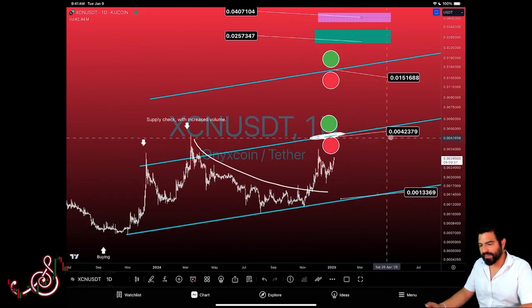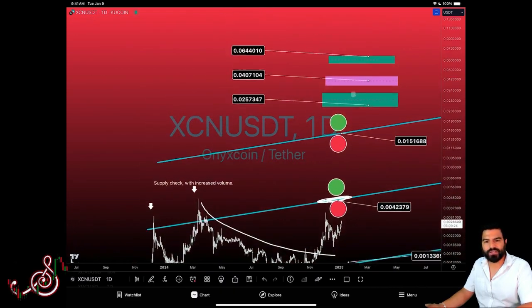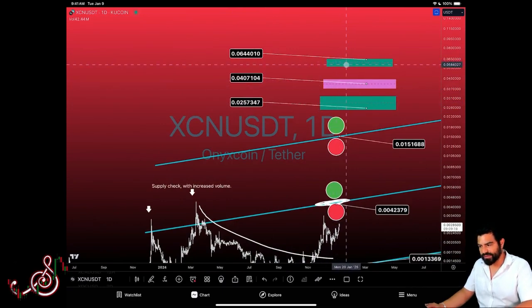So in our previous map, I have some targets or some resistances closer to 0.0042, higher ones at 0.015. And then I did the target system already for this one, which is up in the sky: 0.25, 0.40, and 0.64. So these are the two targets, the green ones.